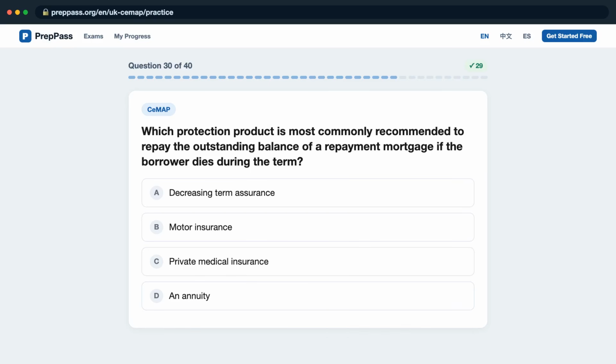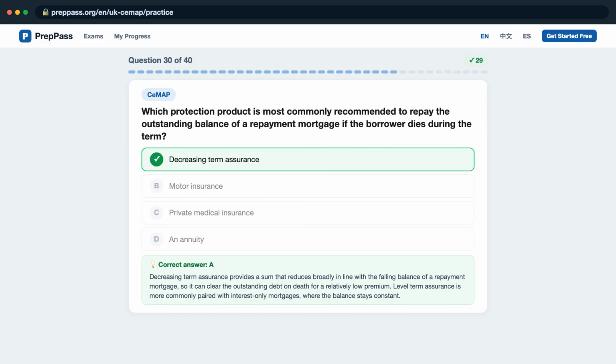Question 30. Which protection product is most commonly recommended to repay the outstanding balance of a repayment mortgage if the borrower dies during the term? Is it A. Decreasing term assurance? B. Motor insurance? C. Private medical insurance? D. An annuity? The correct answer is A.